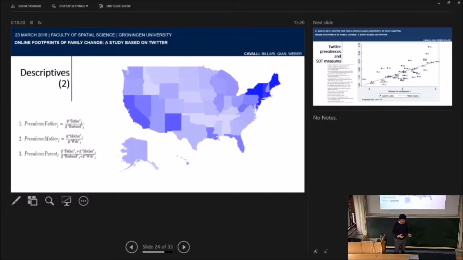To test this, we go back to a paper by Ron Lesthaeghe, where he uses a bunch of measures, 13 variables from census data and the American Community Survey, to build principal components of the second demographic transition. We try to see if our measures, which are very simple and efficient, correlate with the second demographic transition principal component estimated by Lesthaeghe. So this is the idea: do our data tell something about the real world?